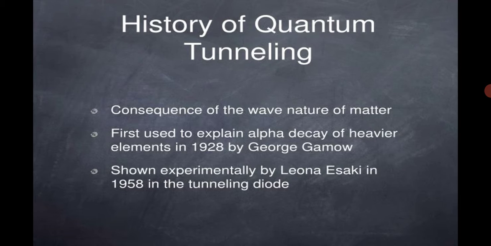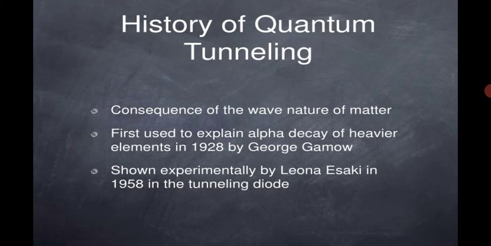So today we will see about quantum tunneling. Now, the history of quantum tunneling. It is a consequence of the wave nature of matter, that is, from the de Broglie hypothesis. Every moving particle is associated with a wave, and that is nothing but the matter wave.